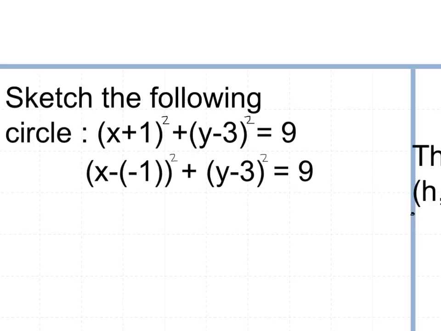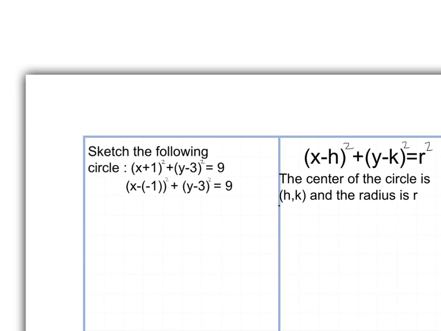Okay? So now, the same thing still applies for our general circle, the equation for a general circle. The center here is still going to be (h, k), and r² is still going to be 9. So our center here is going to be (−1, 3), and our radius squared equals 9. So if our radius squared equals 9, then we'll have a radius of 3.